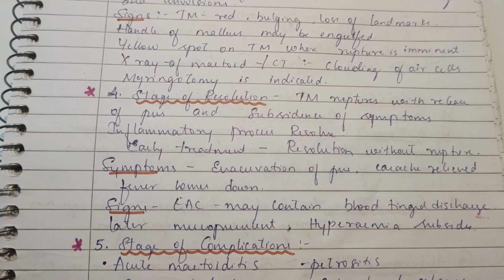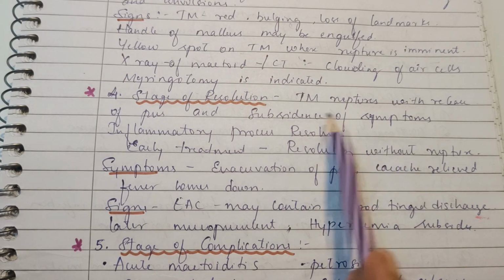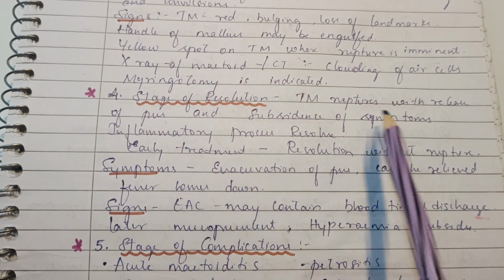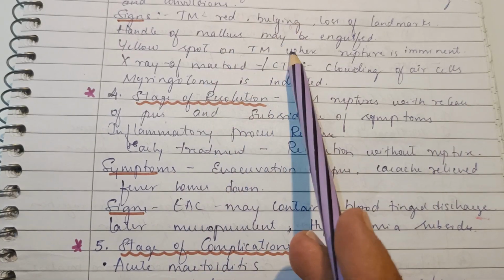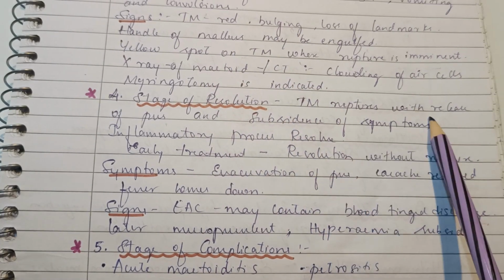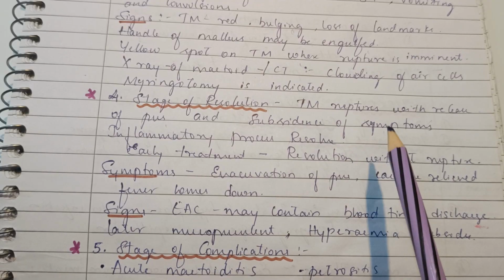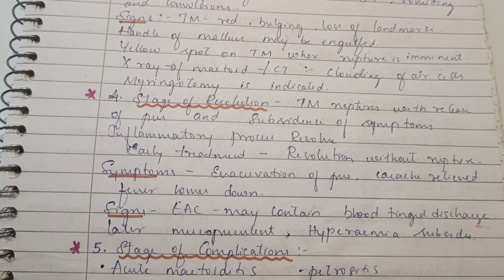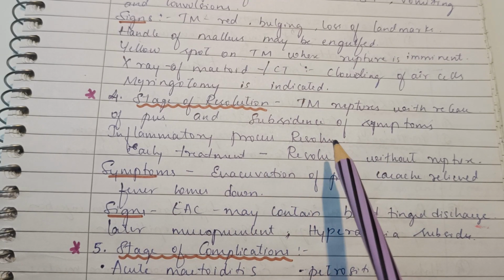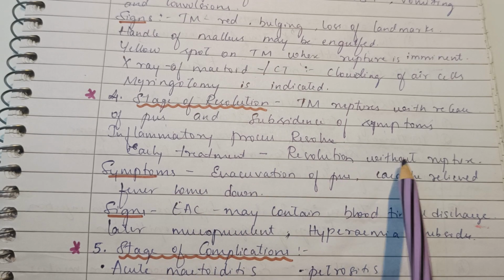So in stage of resolution, tympanic membrane ruptures with release of pus. Okay, so even if nothing is done in this stage, then what happens? The tympanic membrane will rupture and the pus will be released, and the symptoms will decrease. Okay, so the inflammatory process will be resolved. So early treatment, resolution without rupture.